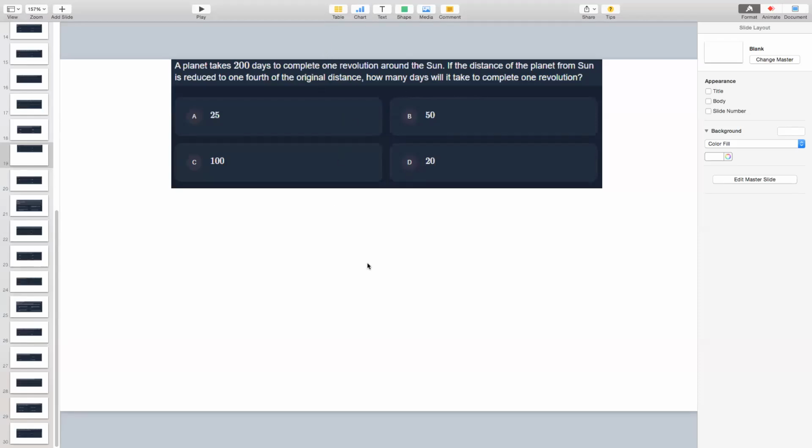This question is, a planet takes 200 days to complete one revolution around the sun. If the distance of the planet from the sun reduces to 1/4 of the original distance, how many days will it take to complete one revolution? This is a simple application question related to Kepler's third law, which is the law of time periods.